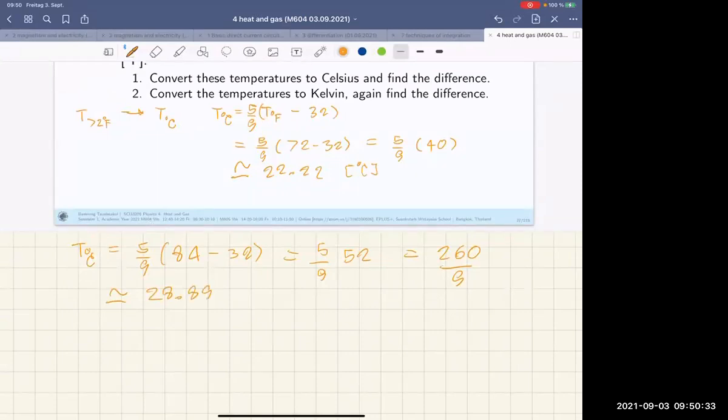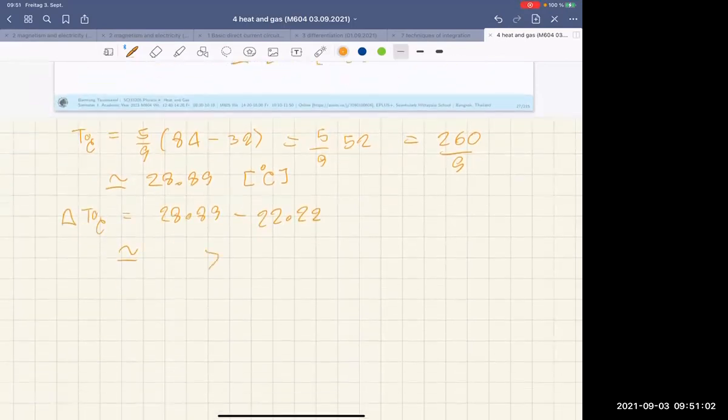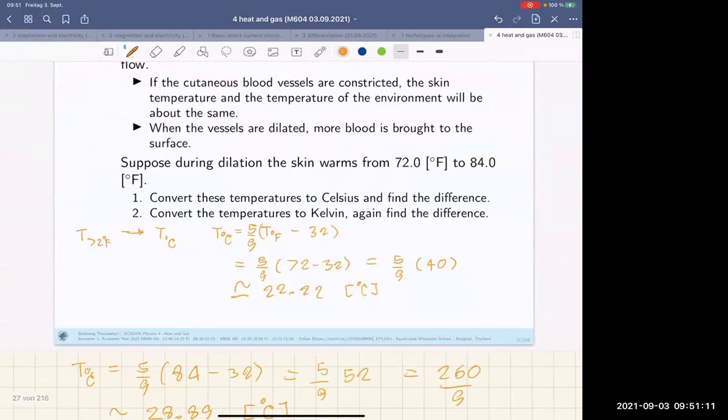28.89 approximately, and that's the unit in degrees Celsius. And what else? The difference, right? So delta T in degrees Celsius is going to be 28.89 minus 22.22. It's approximately, I would say, 6.67.